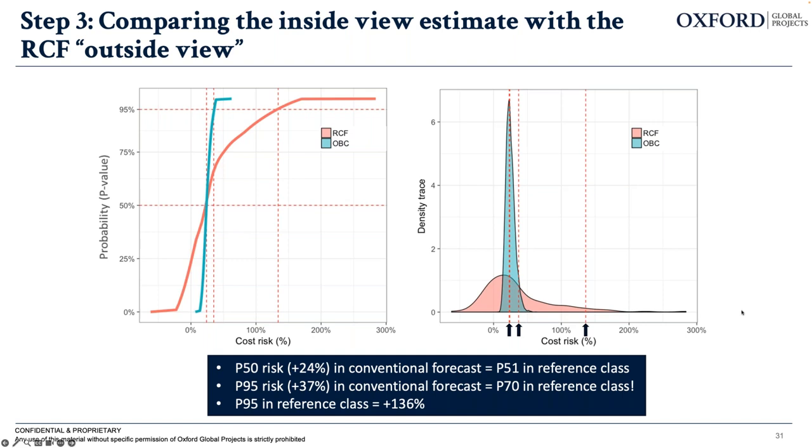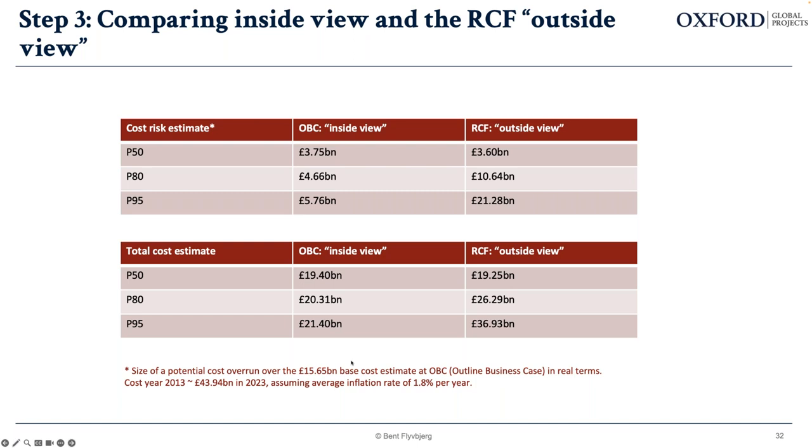So what does that actually look like in real numbers? Going back to the outline business case inside view, they were saying just under 20 billion, and we were saying the same. For their P95 though, they were saying 21.5 billion, whereas the reference class forecast states nearly 37 billion. And this is still in 2013 money, so that today would equate to around 44 billion in 2023.